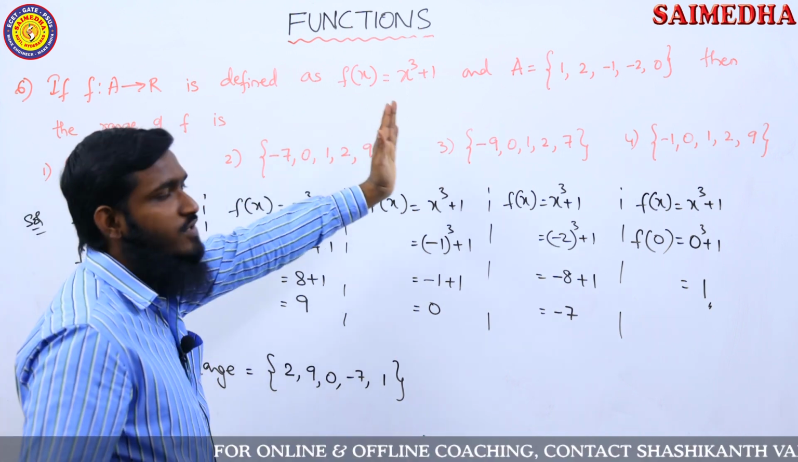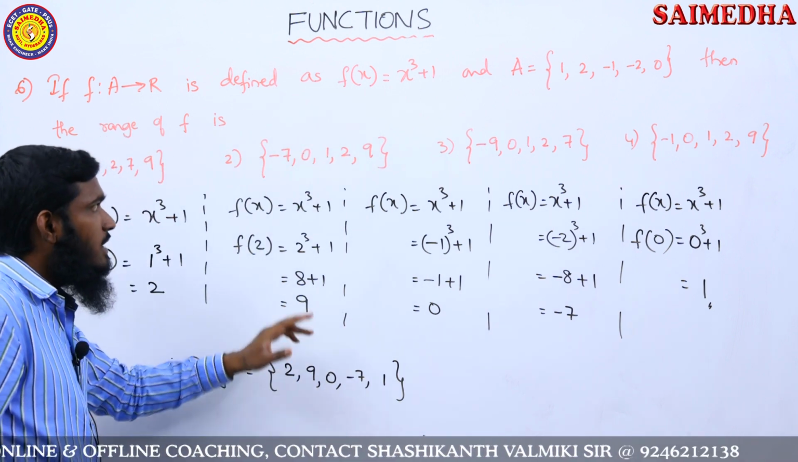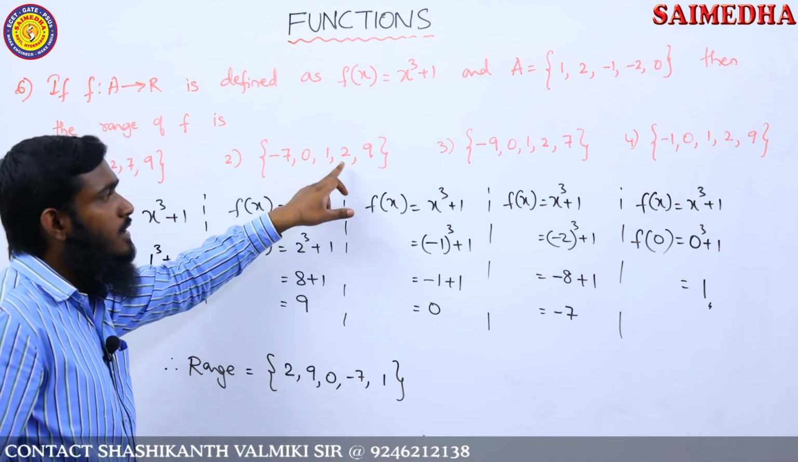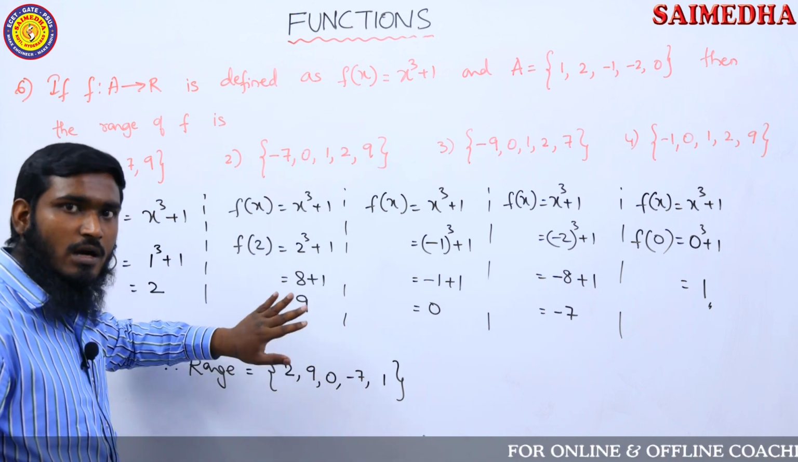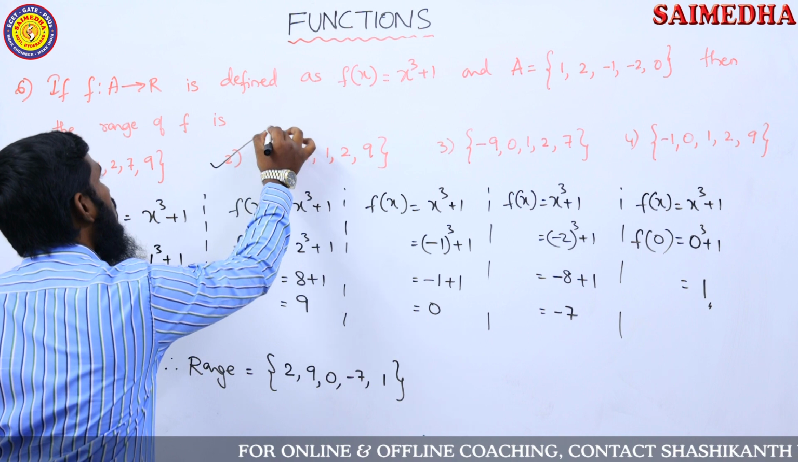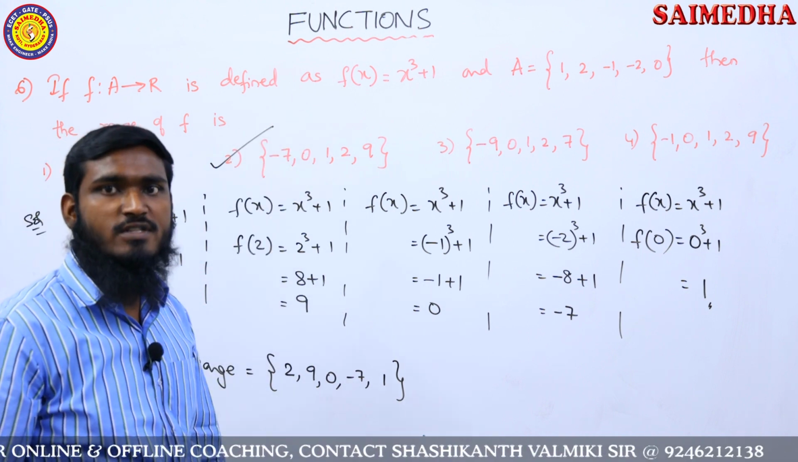If you look at all the options over here, what answers are we getting? Minus 7, 0, 1, 2, 9. So we are rearranging this part. As per our answer, option 2 will be correct. Understood? Now pause the video and note it down.